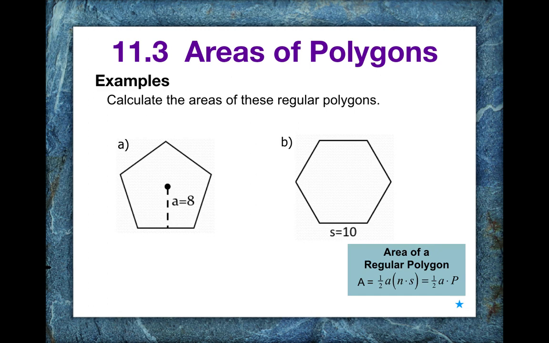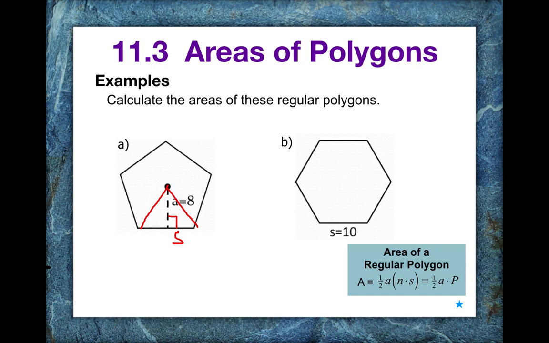So let's calculate the area. In this particular case, the apothem is 8. We also know that this is an isosceles triangle, and using a little bit of trigonometry, we can come up with what the side length, S, is, because this is a right triangle. So I'll let you compute that.